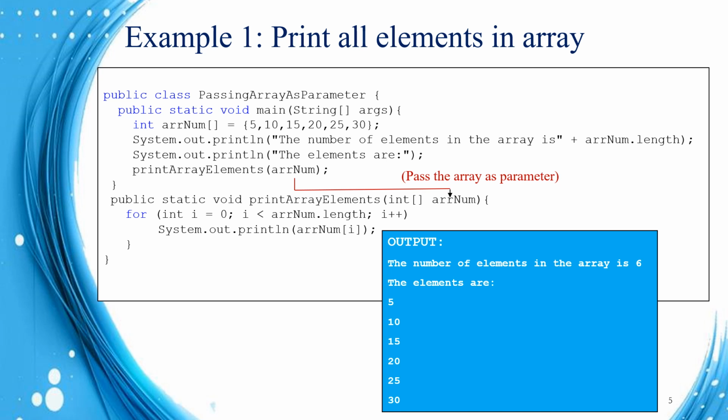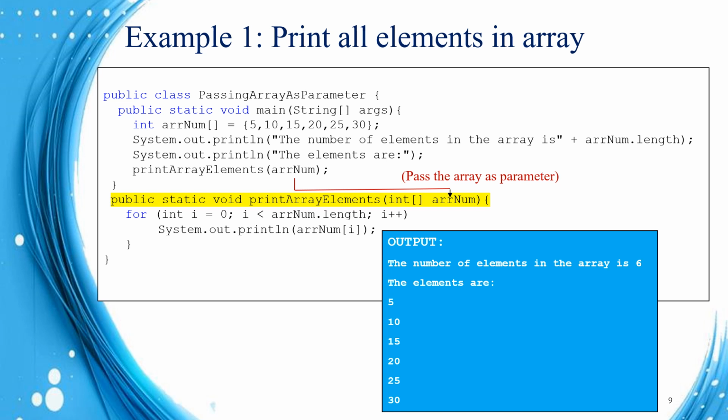Let's look at this example. Here we want to print all the elements in an array. We have a class called passing array as parameter. In our class, we have an array type int called arraynum, and it has the values 5, 10, 15, 20, 25, and 30. This is a one-dimensional array. How to know the size of our array? We can use arraynum.length without having to manually count the number of values in our arraynum.